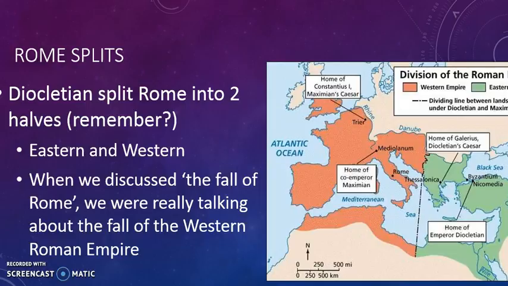So if you guys remember back to when Rome was starting to fall, but it hadn't quite fallen yet, there were some emperors that tried to save it. And one of those emperors was Diocletian. And the way that he tried to save Rome was he split it into 2 halves. All right, he split it into a western half and an eastern half. And when we discussed the fall of Rome, we were really talking about the fall of the Western Roman Empire. In fact, the Eastern Roman Empire actually continues to live on, even after the western half of the empire falls.